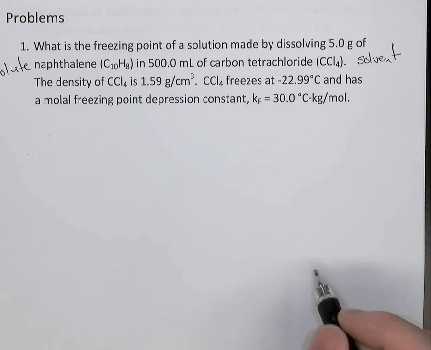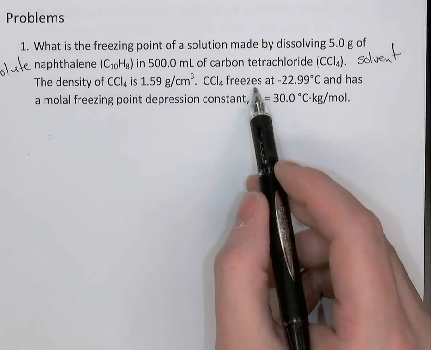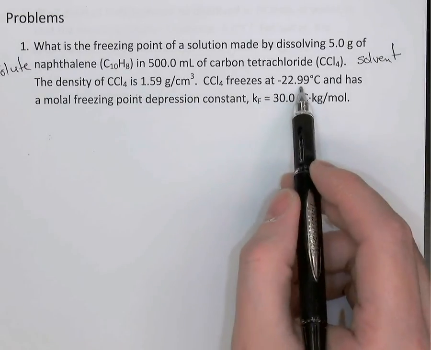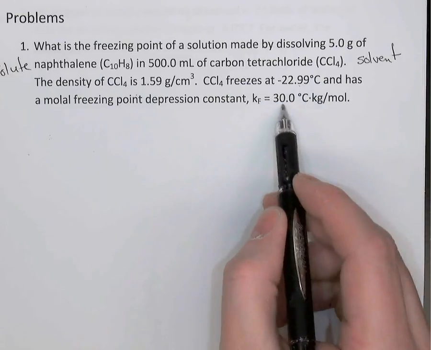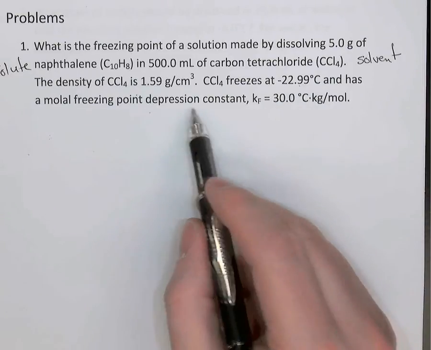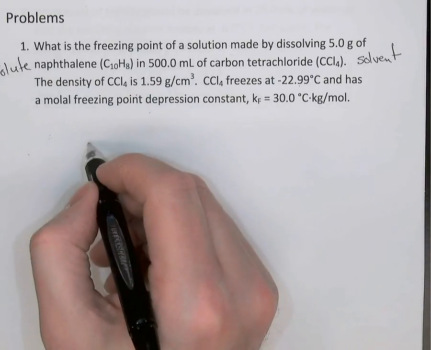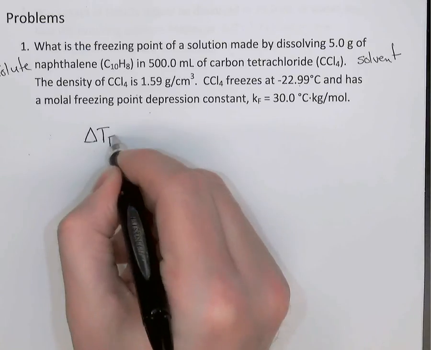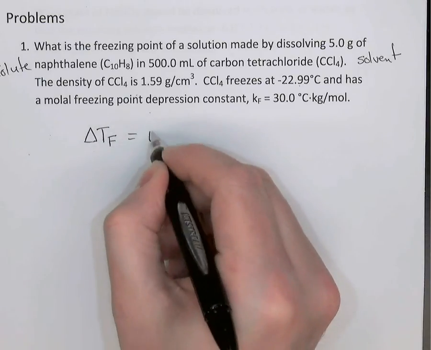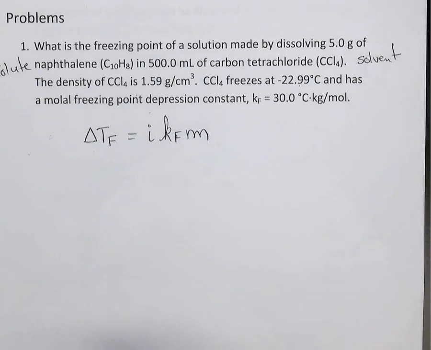So this is my solvent. Keep that in mind. We know the density of the carbon tetrachloride. We know the carbon tetrachloride normally freezes at minus 22.99 Celsius. And we're given its molal freezing point depression constant, Kf. So the first thing I'll do is write out the formula for the freezing point depression. Delta Tf is equal to i times Kf times molality.